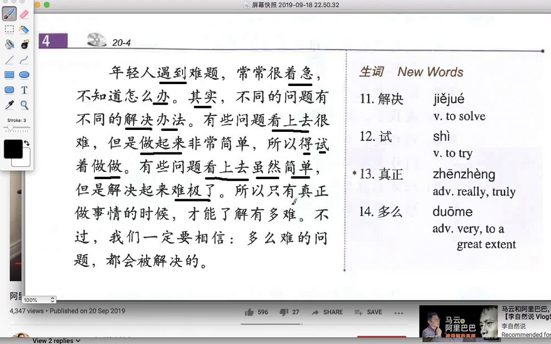所以，只有真正做事情的时候, that's therefore, 所以, right? Only when you're really doing something, then 你才能, you can 了解, understand, 有多难, how difficult it is, right? 不过, but, 我们一定要相信, we must believe, 多么难的问题都会被解决, no matter how difficult, however difficult the problem is, all will be resolved.